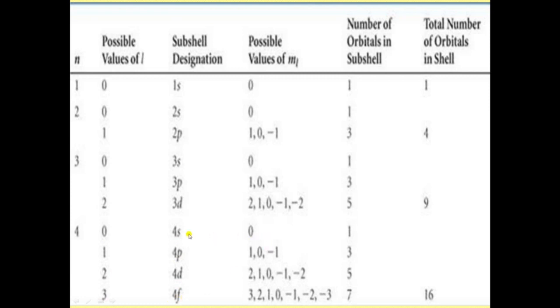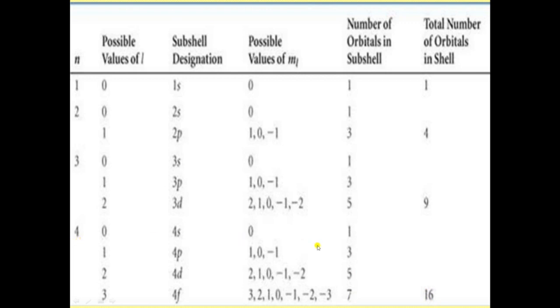When the value of l is equal to 0, then the value of ml is 0. When the value of l is 1, then the values of ml are 1, 0, minus 1. When the value of l is equal to 2, then the possible values of ml are 2, 1, 0, minus 1, minus 2. When the value of l is equal to 3, then the possible values of ml are 3, 2, 1, 0, minus 1, minus 2, minus 3. So here you will add these orbitals, 1 plus 3 plus 5 plus 7, that is equal to 16. That means 16 orbitals are present in the fourth shell.